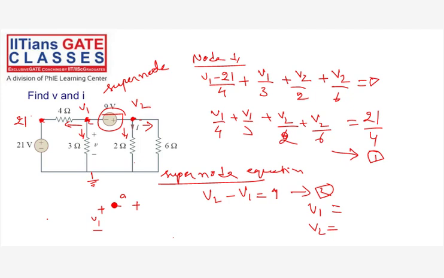In the next class, we'll do some problems on mesh analysis and super mesh, and then we'll do some GATE problems, including dependent sources also. Then we'll go for theorems. Is this clear today? Or any doubts so far in this class?